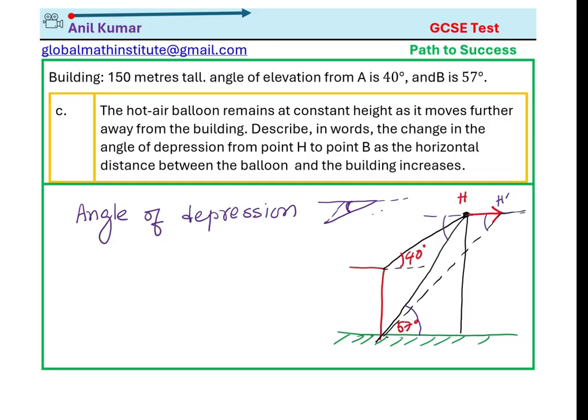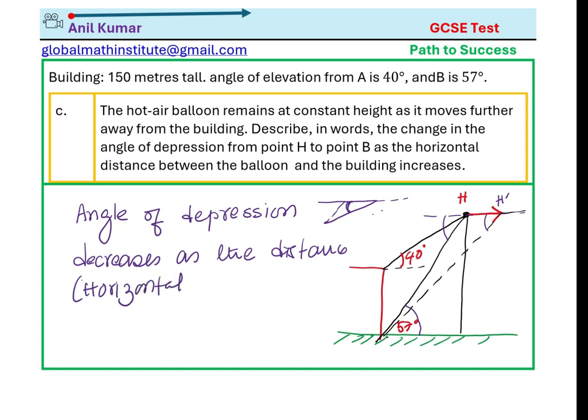So the angle of depression decreases as the distance, by which we mean horizontal distance, increases. You get the whole idea, right? So that is how you can write down your answer. Even the angle of elevation, as it goes further away, decreases, from the point B in this case. So I hope this is absolutely clear.